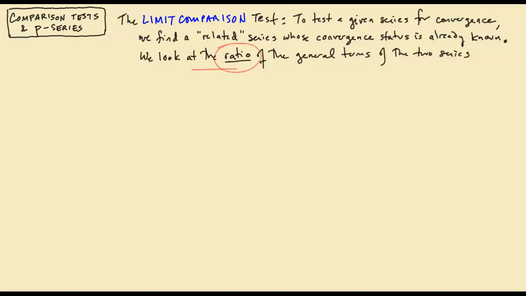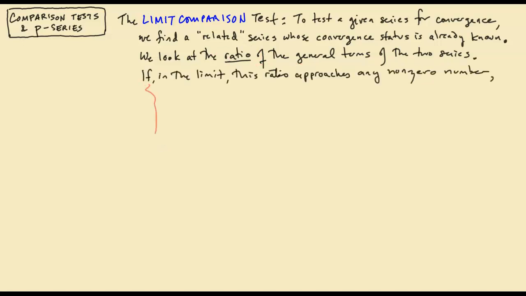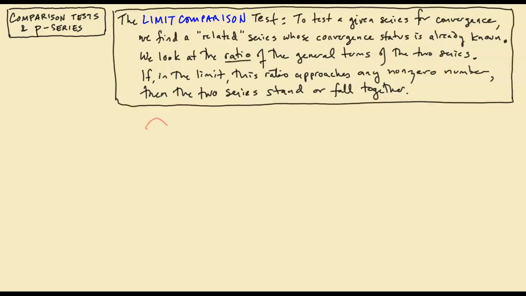We look at the ratio of the general terms of the two series. If, in the limit, here's the limit in limit comparison test, this ratio of general terms approaches any non-zero number, it can be anything, just not 0, then the two series, the given series and the comparison series, stand or fall together, in the sense that either both converge or both diverge. And that is the statement of the limit comparison test.